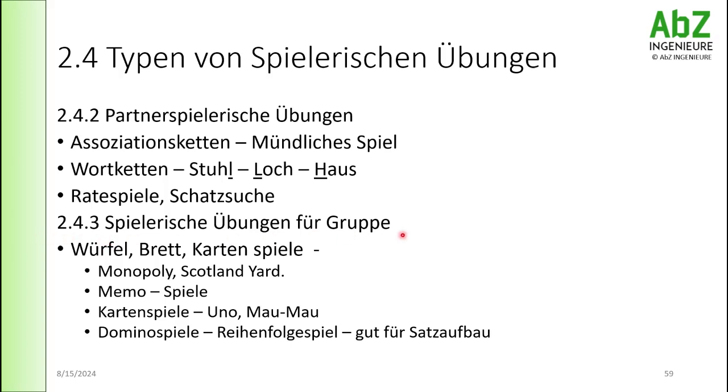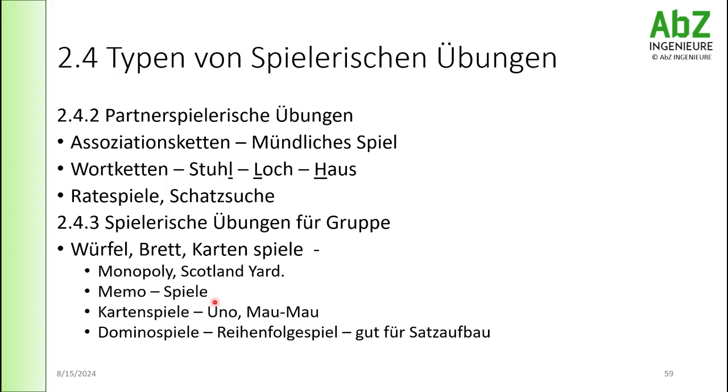Then we move on to Spielerische Übungen für Gruppe. So you have first classification, Würfel, Brett and Kartenspiele. So this is dice and board games and card games. So typical are Business or Monopoly, and there is one more game called Scotland. This is also a dice game. You roll a dice and then you make the next move.